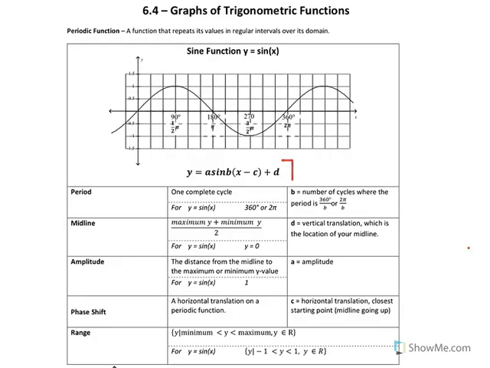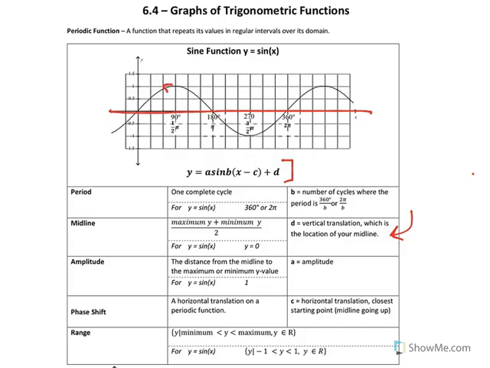So first of all, this is the equation for a sine function. It is very much like all of our other transformations. A, B, C, and D do the same things that everything else did in all of our other functions. But we have some different names for them. So first of all, the midline is this middle section right here where it becomes symmetrical. And it is our D value.